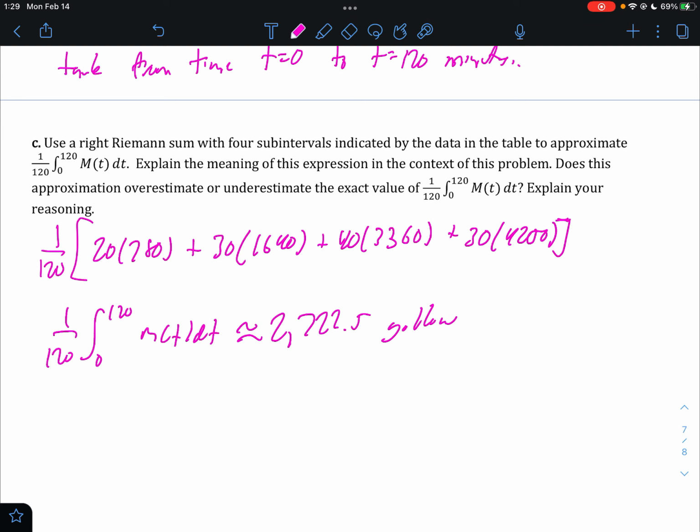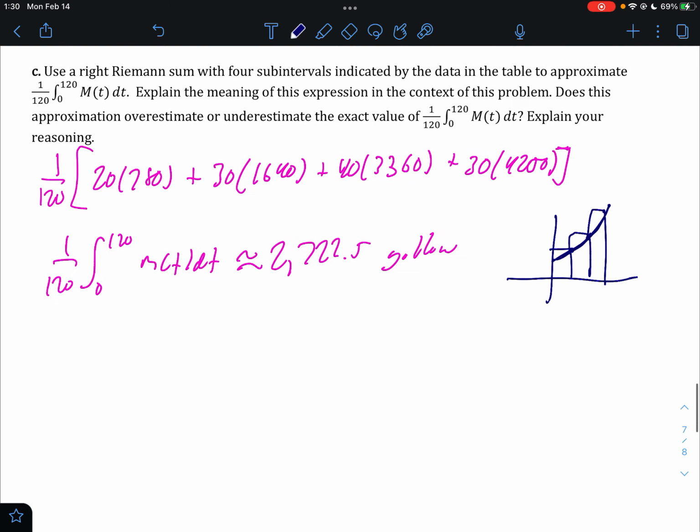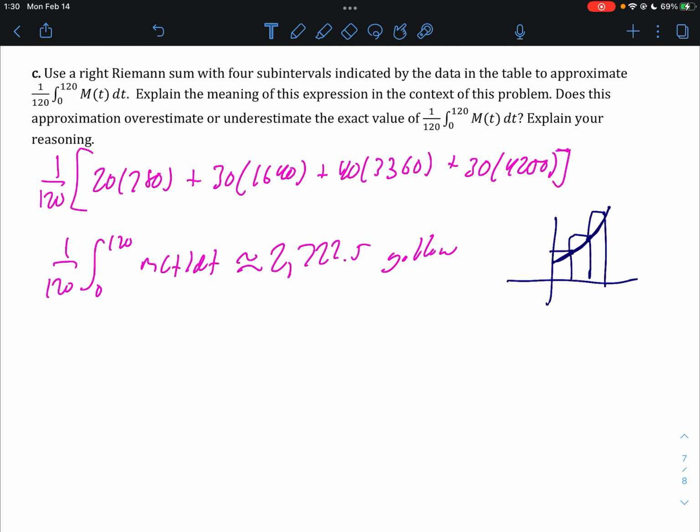gallons. Okay, does this approximation overestimate or underestimate the exact value? Well, that comes from the fact that this is strictly increasing and we're using a right Riemann sum. So let's just draw a quick picture of that. If you were having a function that's always increasing and did a right Riemann sum, it would look like that. Well, is that an overestimate or underestimate? That's clearly an overestimate.